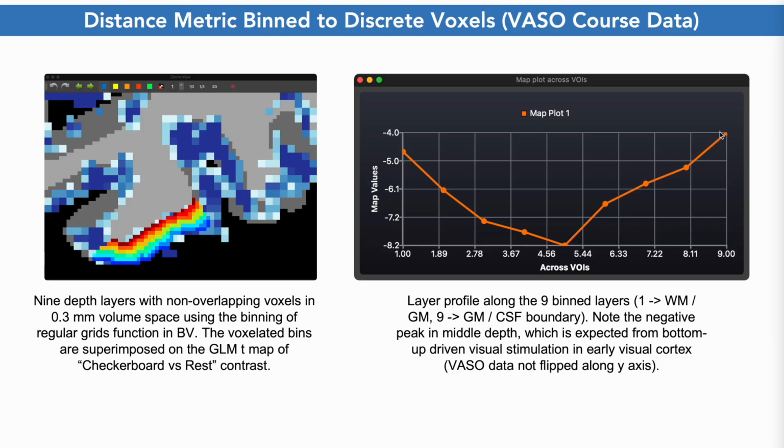So you see here, roughly in the middle, in the early visual cortex, you see really a nice dip here in the basal data. So it's a profile. You see also that the alignment is good because you see mostly that the functional data follows nicely the gray matter.